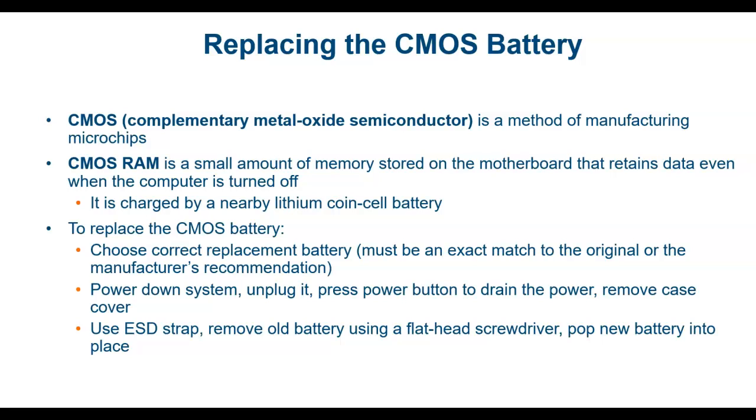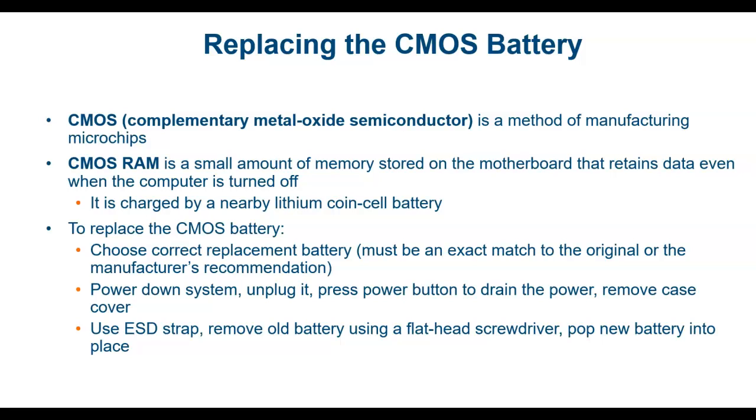CMOS, or replacing the CMOS battery. CMOS is a method of manufacturing microchips. CMOS RAM is a small amount of memory stored on the motherboard that retains data even when the computer is turned off, like the time and date. It is charged by a nearby lithium coin cell battery.